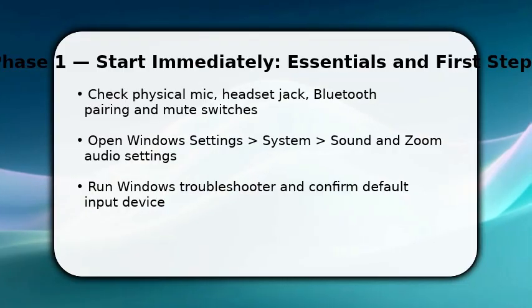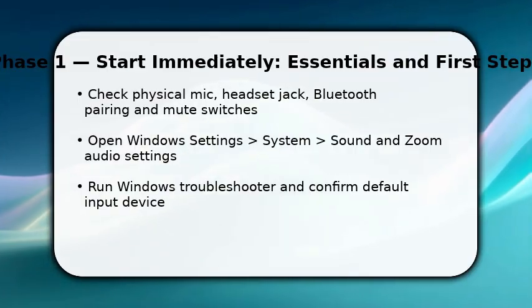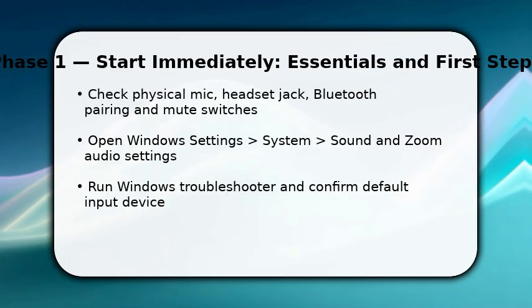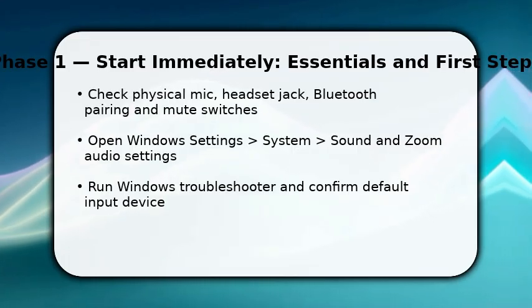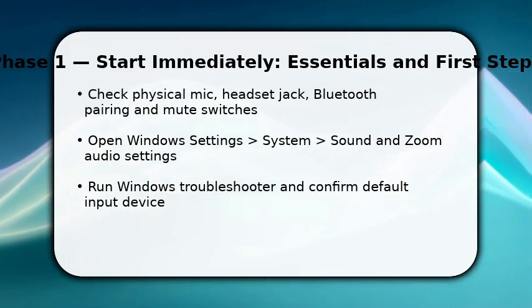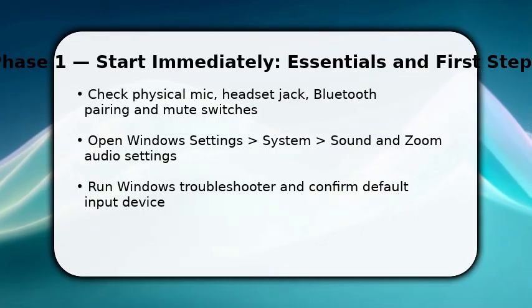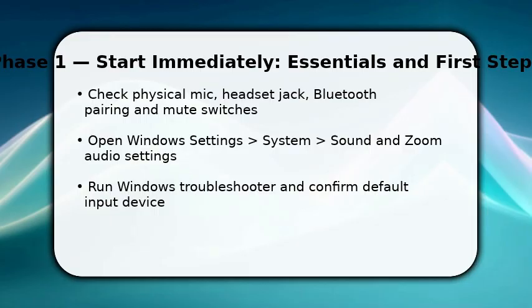You start by confirming the essentials. Check the mic, headset jack, and any mute switches. Next, open Windows Settings, go to System then Sound, and make the device you want the default input. Once done, open Zoom and choose that same mic in Settings Audio.